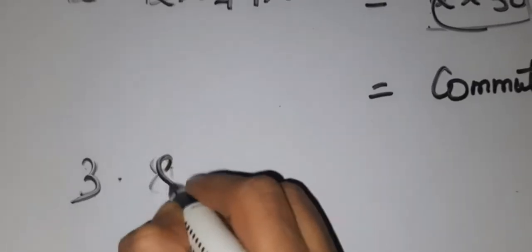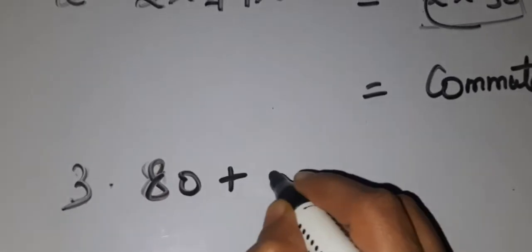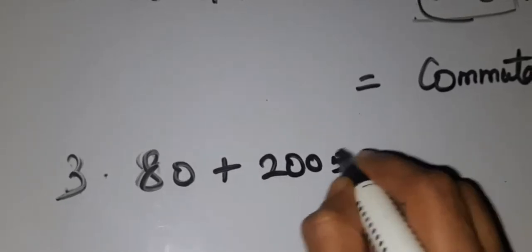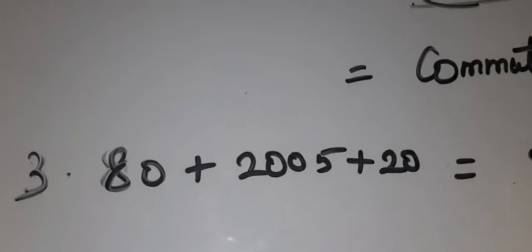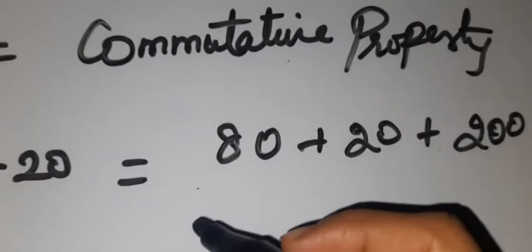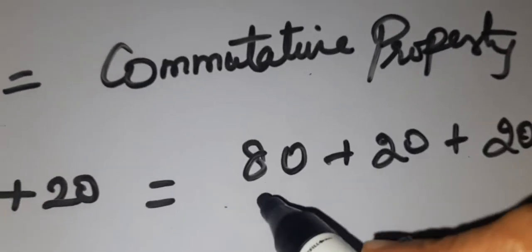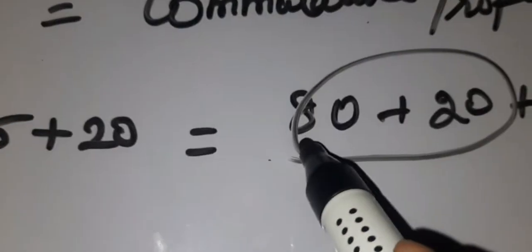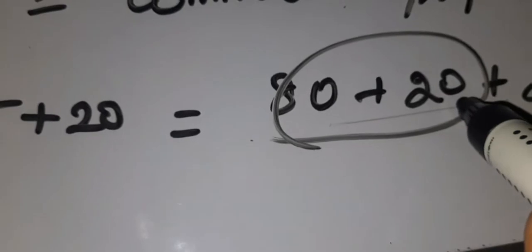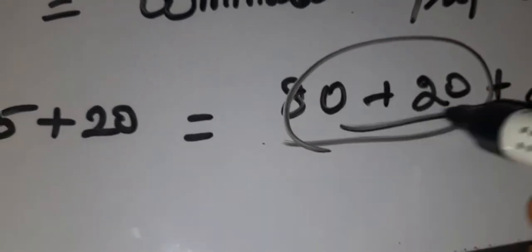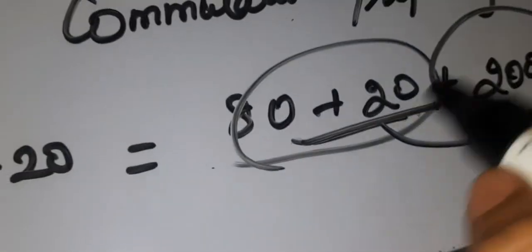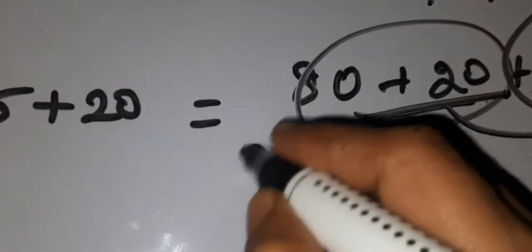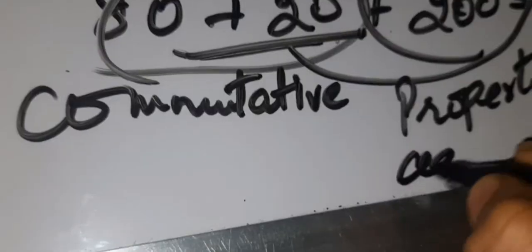The next one: 80 plus 2005 plus 20. So they have taken it as 80 plus 20 plus 2005. So this is also the same method as the previous problem. Why? Because they have taken the convenient numbers first and added them. Then with the sum of the two numbers, they are going to add the third number, which comes under the commutative property of addition.